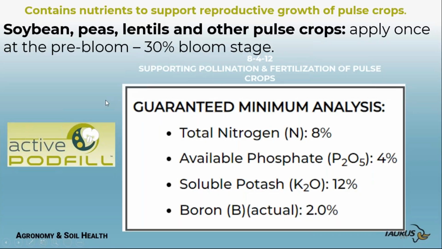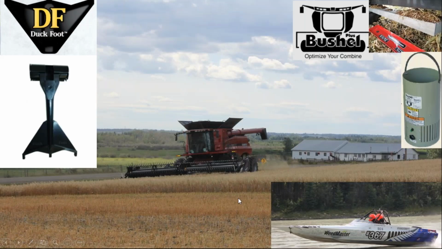For soybeans, peas, and lentils, we have a product called PodFill. We provide that with a lot of potassium for movement of nutrients, phosphorus, some nitrogen, and some boron for cell wall structure development as an aid to support pollination. And it seems to give a lot of nectar production in pollinating plants and enhance bee visitation.